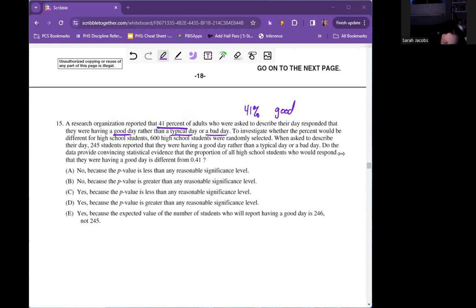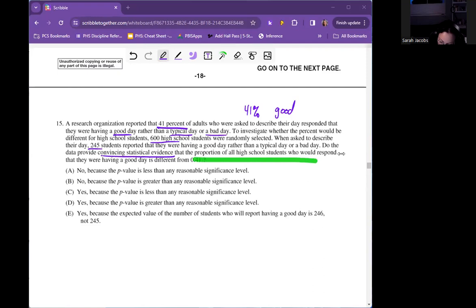To investigate whether the percent would be different for high school students, 600 high school students were randomly selected. When asked to describe their day, 245 students reported that they were having a good day rather than a typical day or a bad day. Do the data provide convincing statistical evidence? Ding, ding, ding, convincing statistical evidence. You are going to do a test. It's going to be in that test menu somewhere. If you don't do a test and you're like, well, this is because it's a bigger proportion, no, we are definitely beyond that.